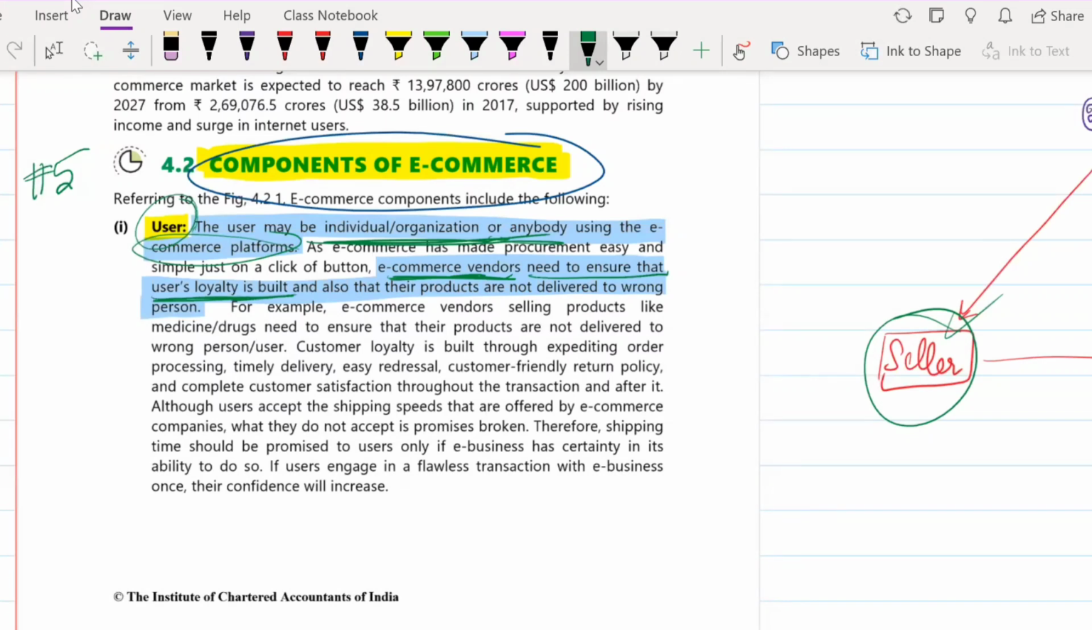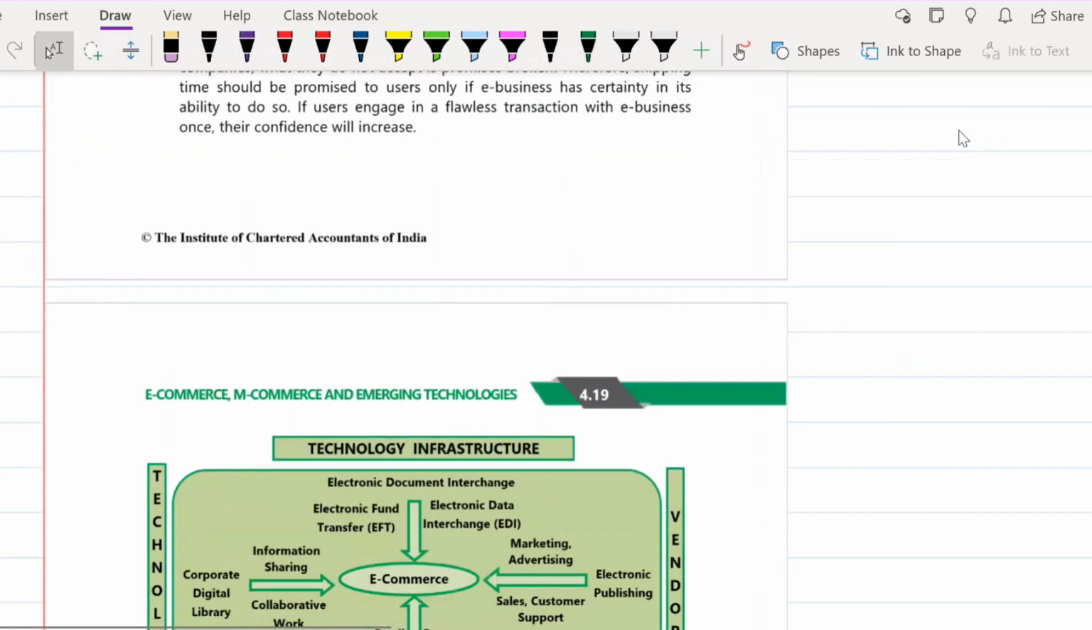Now you have seen, if there is a user who is continuously buying from Amazon, he'll stick to Amazon only, he'll not shift to Flipkart for any reason. So that loyalty, Amazon must be able to build, and they must also make sure that the products are delivered to the right person only. Okay.